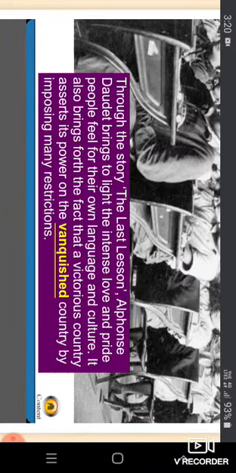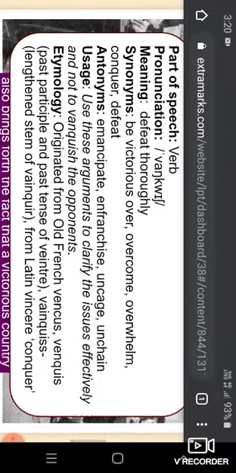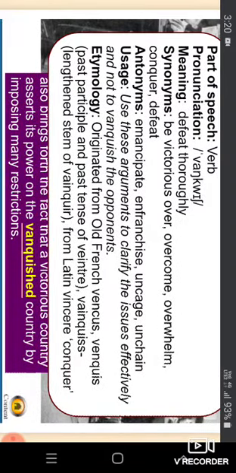So, students, the meaning of vanquished means? Vanquish means to defeat thoroughly. You can say, in other words, be victorious over, overcome, overwhelm, conquer, defeat.